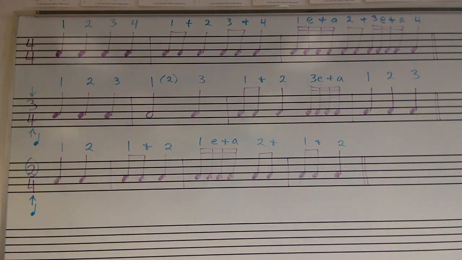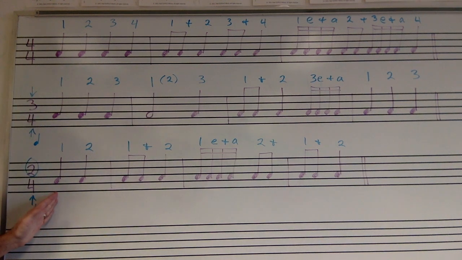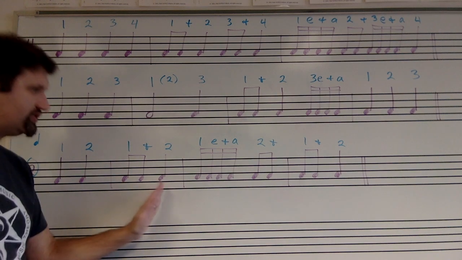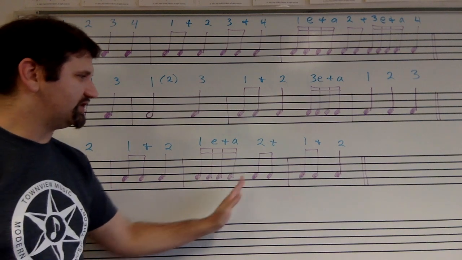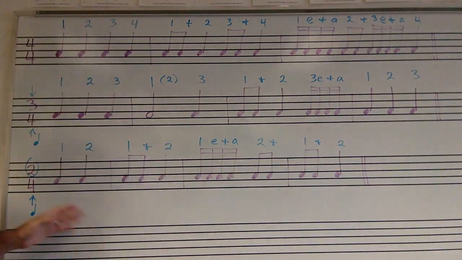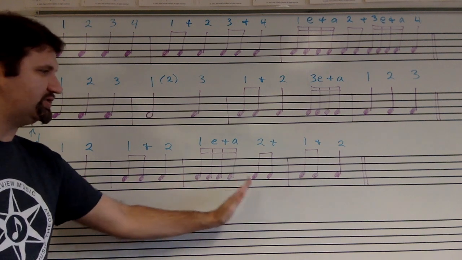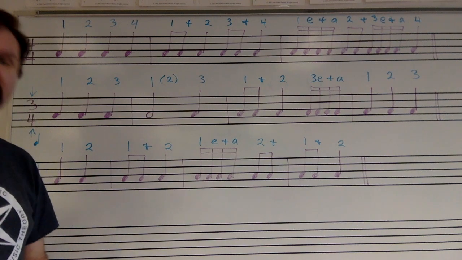Let's count that together. Here we go. 1, 2, 1 and 2, 1 E and 2 and 1 and 2. Again. Here we go. 1, 2, 1 and 2, 1 E and 2 and 1 and 2.